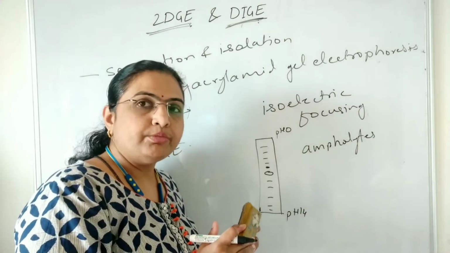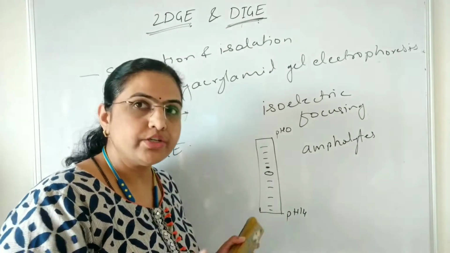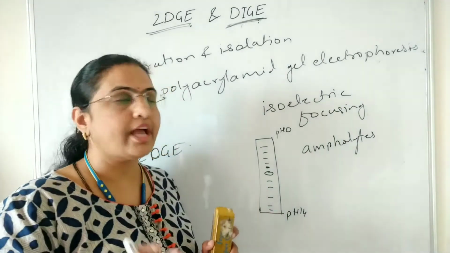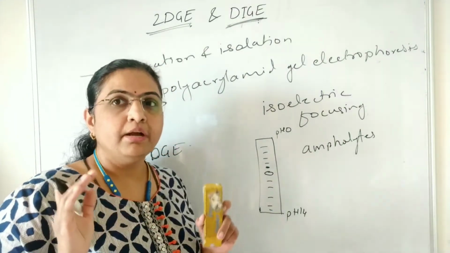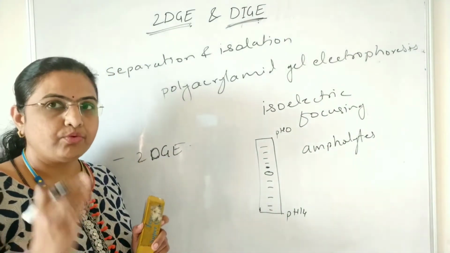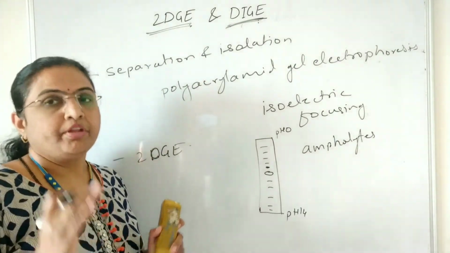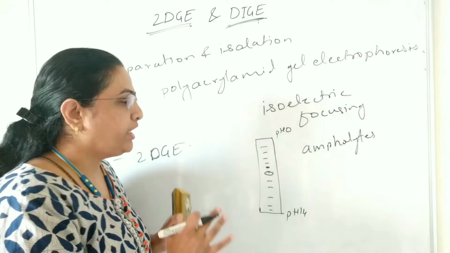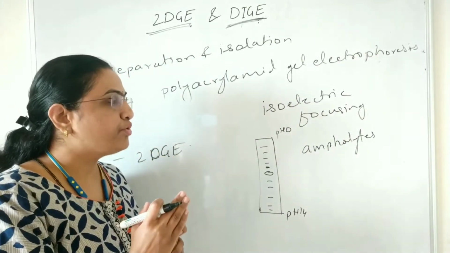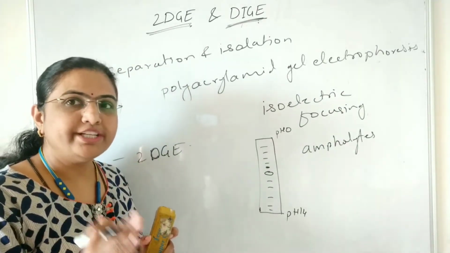And for the migration of any molecule under the electric field, what is required? The charge is required, but here there is no charge over the protein, so there is a separation of the proteins according to their isoelectric pH. Nowadays, instead of ampholytes, there is the use of the immobilized pH gradient. In the first dimension, electrophoresis is carried out first, it is isoelectric focusing, separation of the proteins according to their pI.